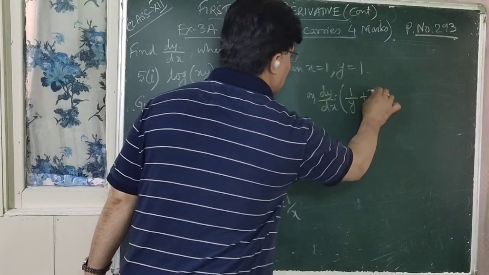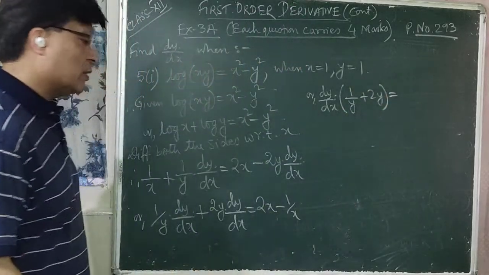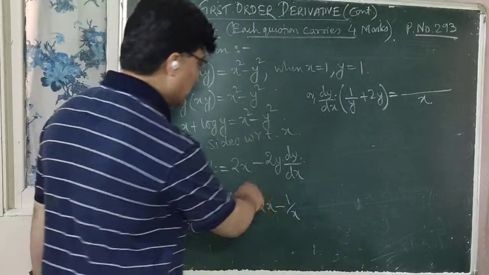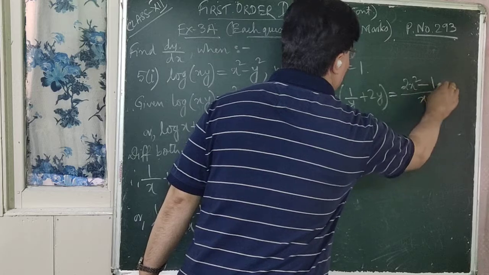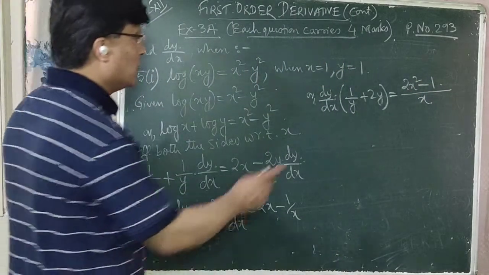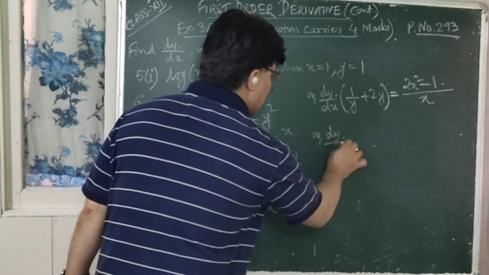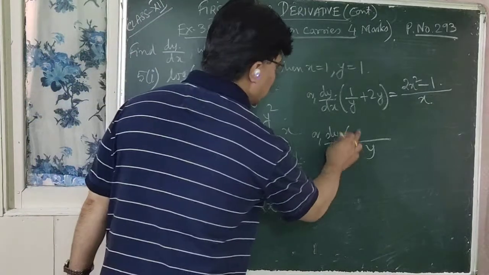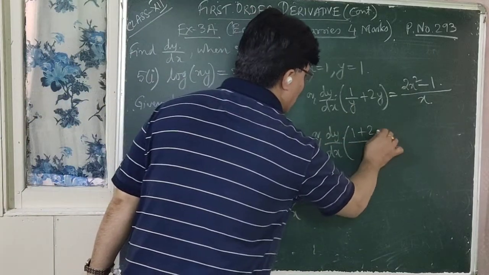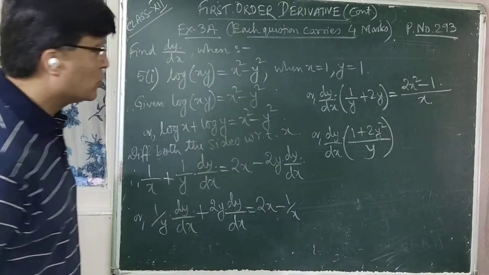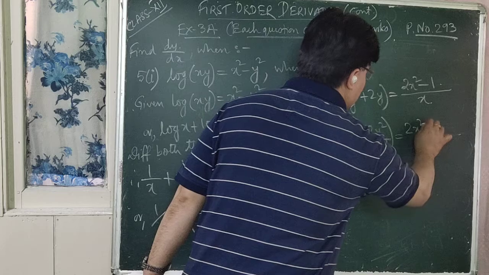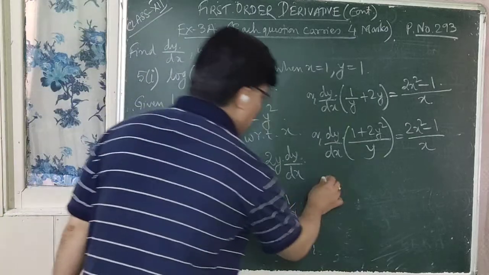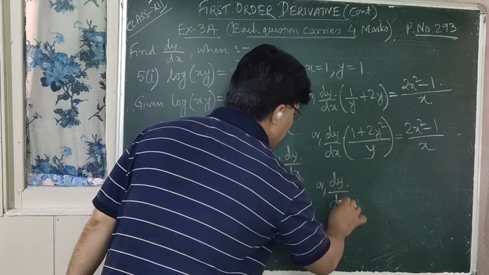Within bracket, what do we get? 1 upon y plus 2y, which is equal to, on the right hand side, what's the LCM? The LCM is x. Okay. So x into 2x is 2x square, then minus 1. Right. So on the left hand side also within bracket, you can take the LCM here also. What's the LCM? It is y. So y divided by y is 1, 1 ones are 1, plus 2y into y, that is 2y square. Right? So which is equal to (2x square minus 1) whole divided by x. So now you can find out the value for dy by dx.